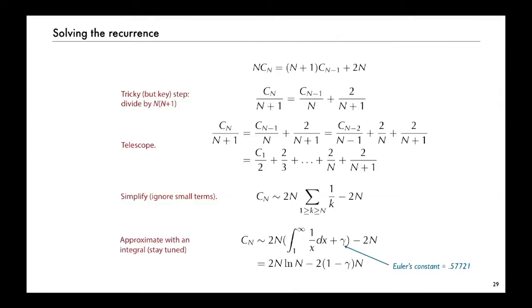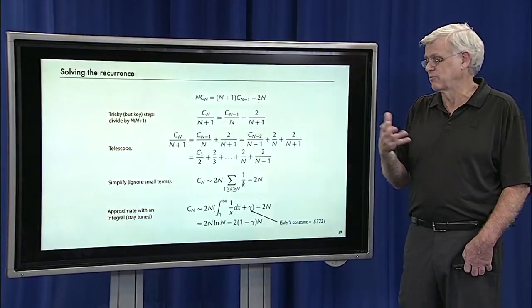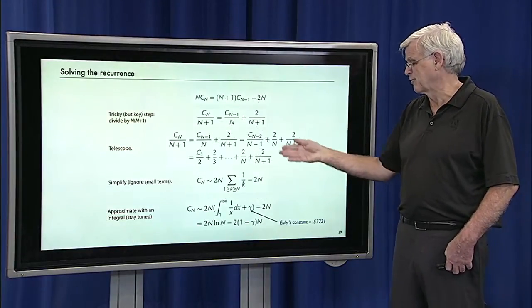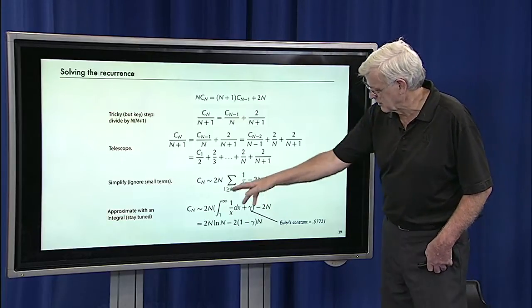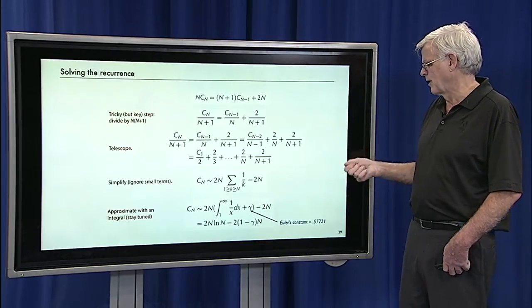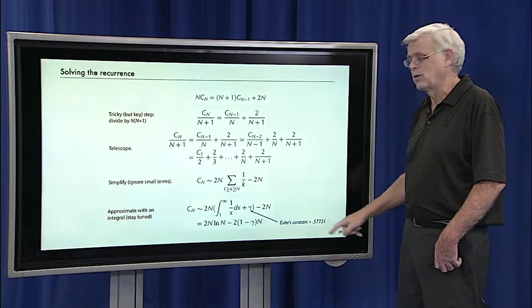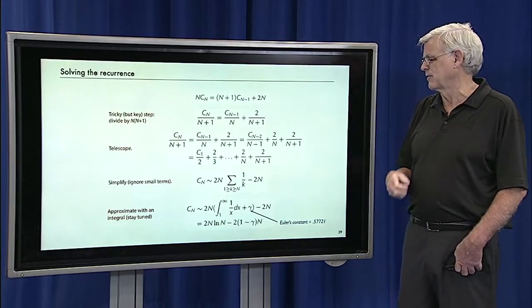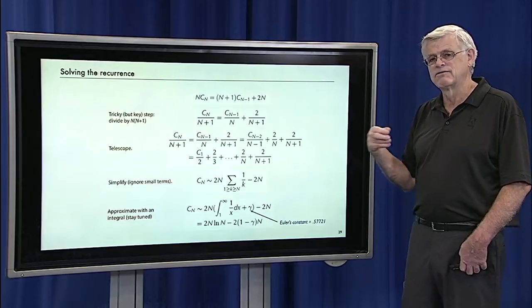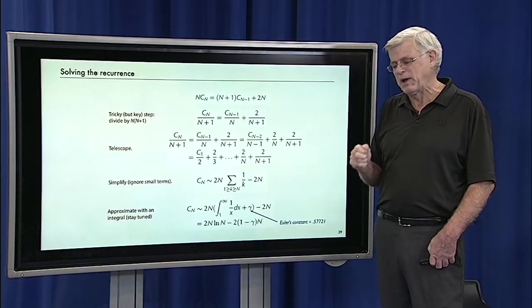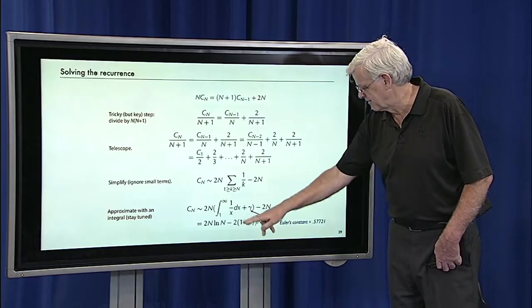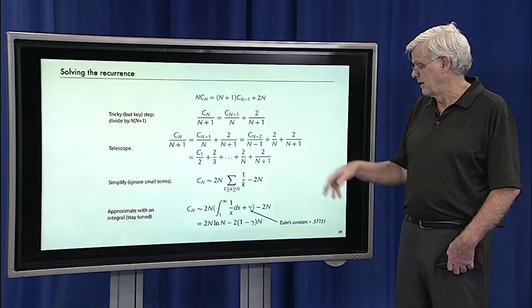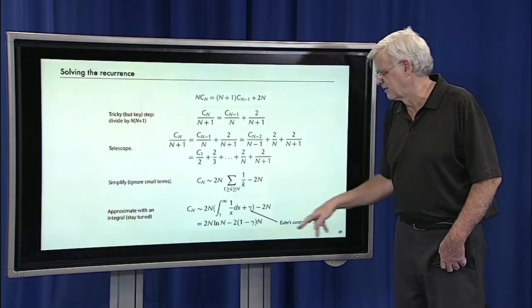Well, with sums, often simple sums, we can approximate with integrals. And again, this may be familiar to many of you, but certainly we'll go into the math behind approximating sums with integrals. So this is close to the integral of 1 over x dx plus gamma, which is Euler's constant, about 0.57721. And that gives us a formula for Cn in terms of familiar mathematical functions. It's 2n natural log n minus this constant times n. And Cn is tilde of that value.